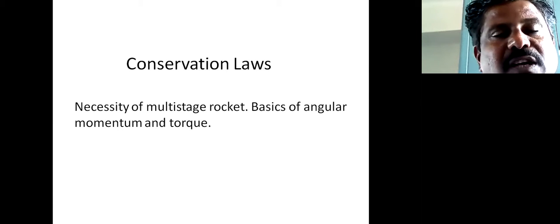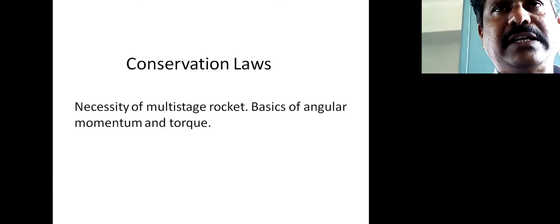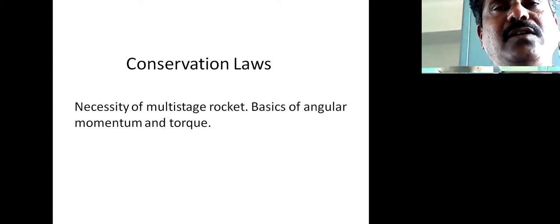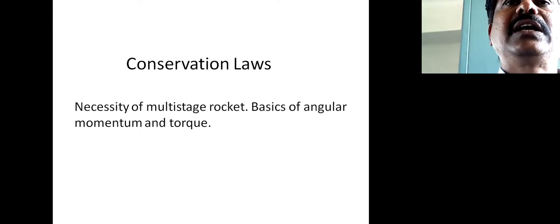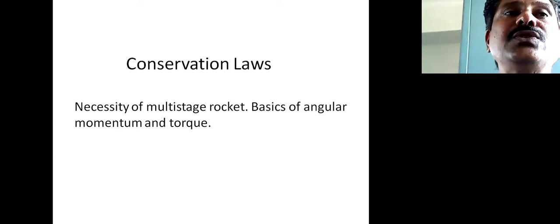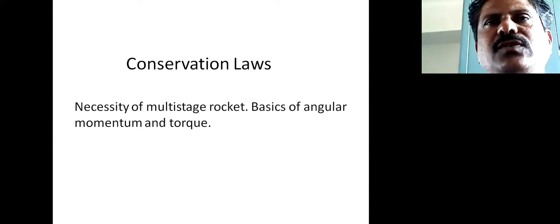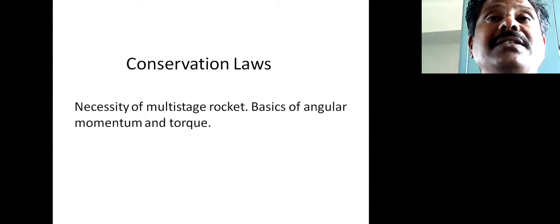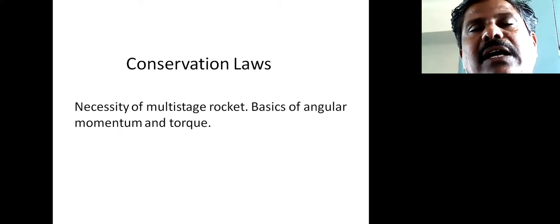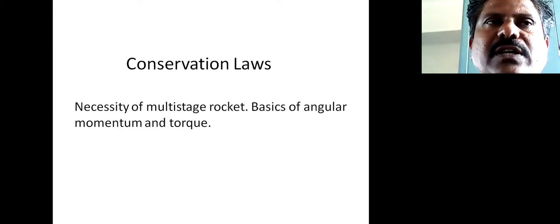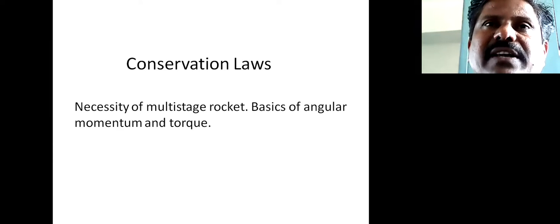Suppose you connect more rockets together in series, then the velocity of the rocket goes on increasing one by one. So that is the necessity, the use of connecting multi-stage rockets. Based on how much velocity we require, we go on connecting the rockets in series. That is the use of multi-stage rockets.